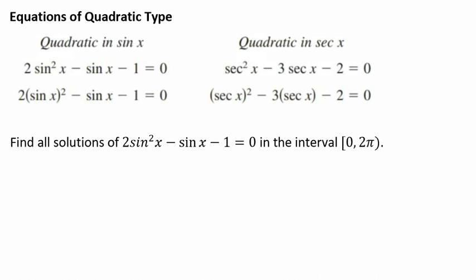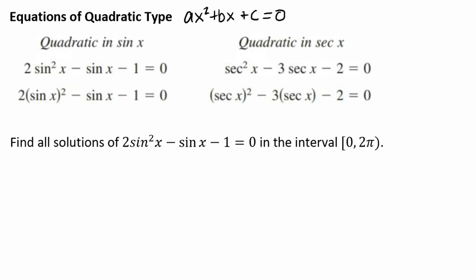In this video, we're going to be solving equations of quadratic type, specifically trigonometric equations. Now, many trigonometric equations are of quadratic type, meaning they're of the type ax squared plus bx plus c equals 0. To solve equations of this type, you need to factor the quadratic, or when factoring isn't possible, you need to use the quadratic formula.